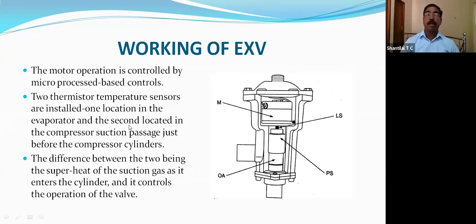But in the last class we explained about the thermostatic expansion valve. That thermostatic expansion valve also senses the temperature, where it has a feeler bulb. That feeler bulb is sensing the last coil of the evaporator. Only one sensing point will be there, and on that basis it is working. But here in the electronic expansion valve, two sensors are available. So from two different points, the temperature is sensed, and on that basis the flow is controlled. The difference between the two is the superheat of the suction gas as it enters the cylinder, and it controls the operation of the valve.